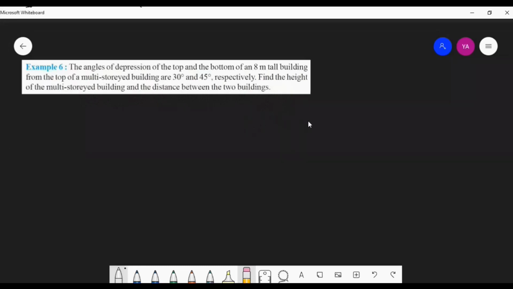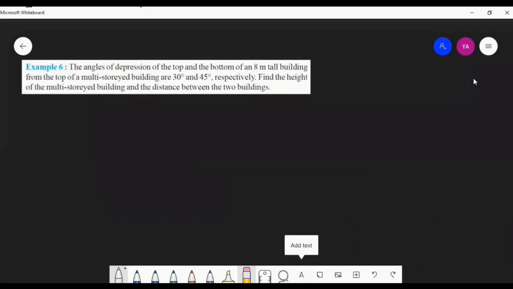There are two buildings. One is a multi-storied building, a big building. And there is a small building at some distance. The height of this small building is 8 meters. If you look from the top of the multi-storied building to the top and bottom of the small building, you will see at angle of depression 30 degree and 45 degree.